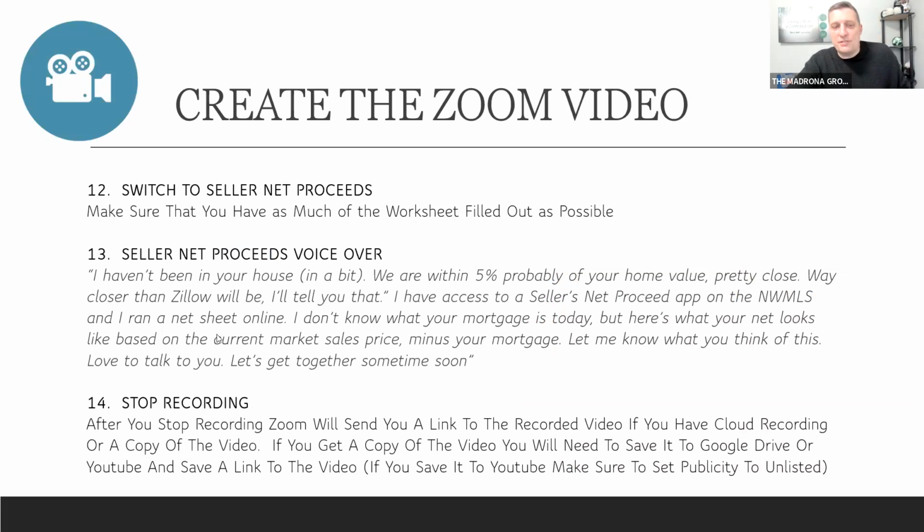Stop recording. After you stop recording, Zoom's going to send you a link to the recorded video if you have the ability to record to the cloud. If not, you're going to get a copy of the video. Now, there is one more step with that, because you can't just send your friend or family member a gigabyte video file, right? So you will have to upload it somewhere. So what I would do is upload that to YouTube. And when you upload it to YouTube, just make sure that you set the publicity level to unlisted. So that way you have to have the link in order to find it, right? Not everybody can come and see that video, but your sphere of influence person will be able to, right? So set the publicity level to unlisted.